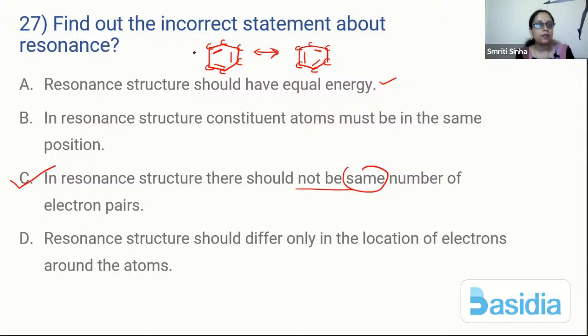Always the electron pairs, if it is 6 pi electrons here, in the next structure should also be 6 pi electrons. Even if you are taking a negative charge into consideration, the negative charge will also be counted as 2 electrons, correct? So that will also have the same number of electrons. Next, resonance structures should differ only in the location of electrons around the atoms, correct? See, resonance structures only differ in the location of the electrons, meaning position of electrons, not in the position of atoms. So your incorrect statement is option C.